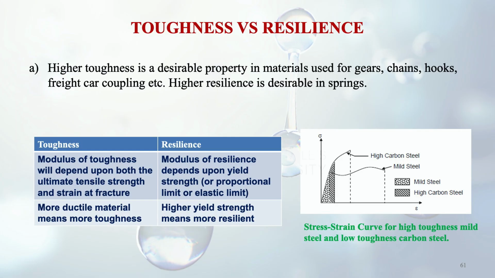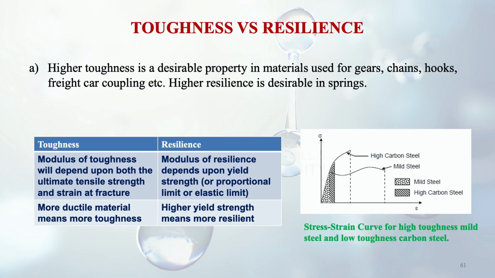There are certain materials in which we require higher toughness, and certain places where we require higher resilience. Like here it is mentioned, in gears, chains, hooks, freight car coupling, etc., we need higher toughness, meaning that material should absorb more amount of energy before fracture. It should be of that much strength. Whereas in case of a spring, what will happen? We need higher resilience because we don't want the spring's length to change. So the difference is given here between the toughness and the resilience.